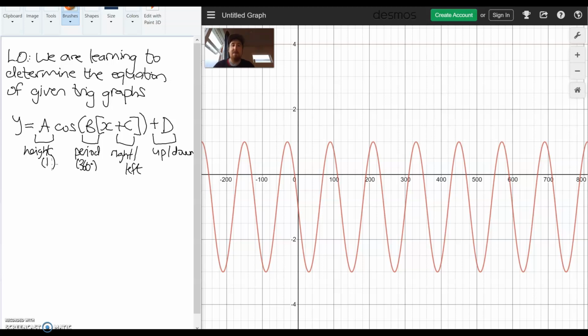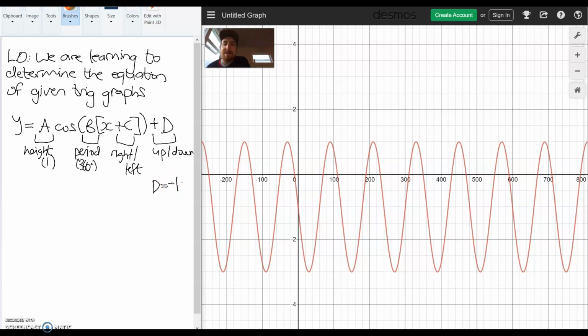The first step for our graph, the easiest one to figure out, is always that D value. So let's have a look. D here is going to be equal to, so we need to find the middle of our graph, and the middle of our graph looks to be along here at -1, and that means it's been moved down 1 from 0 to its new position at -1. So let's write that down, -1.